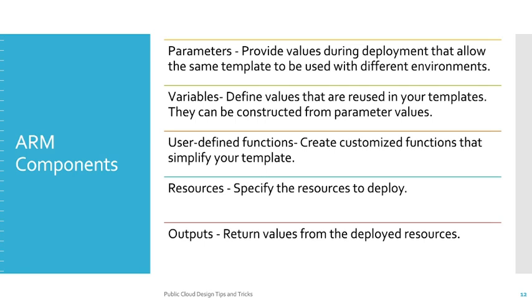They can be constructed from parameter values. And then user defined functions, which are nothing but customized functions that simplify your templates in an efficient way. Resources specify the resources to deploy. That means if you want to create a database, or a key vault, you can define different resources in the template, and based on that it will create them. And outputs are nothing but the outcome of that particular execution. Say the outcome of an app service, you want to hold its managed identity, which will be created after creating the app service. You can hold that value in the output section of that particular ARM template.